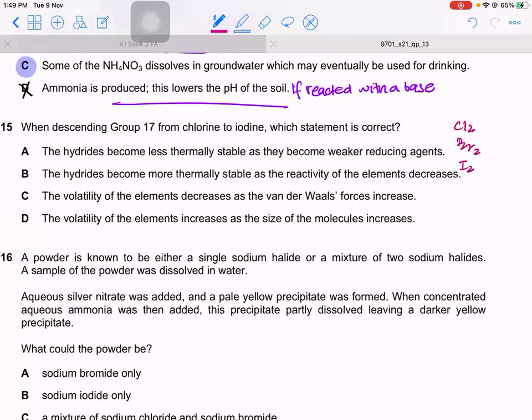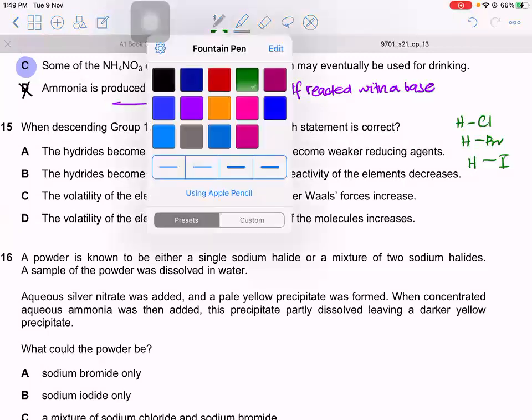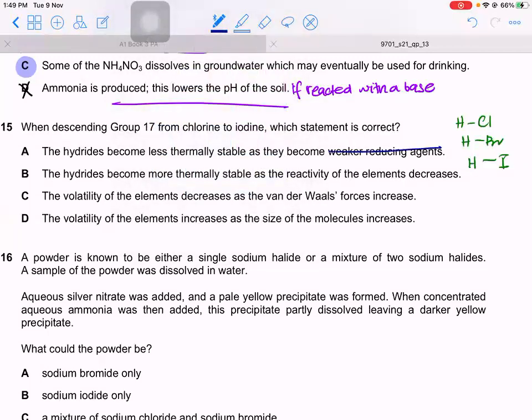Hydrides become less thermally stable. What do you mean by hydrides? Halides, yes? Hydrogen chloride, hydrogen bromide, hydrogen iodide. You know the bond length increases, so they become less stable. They can break easily. And why do they become less thermally stable? Because the bond length increases, not because they're weaker reducing agents.